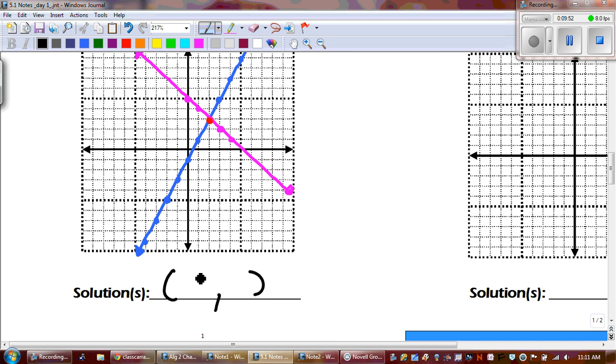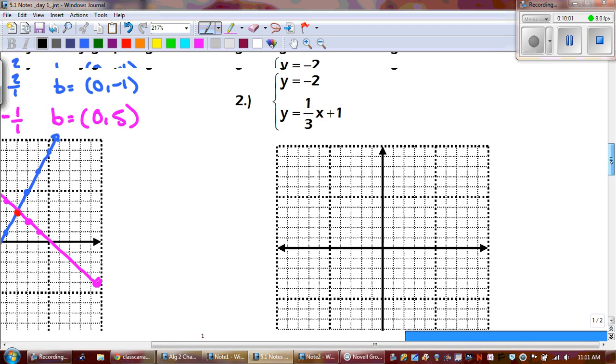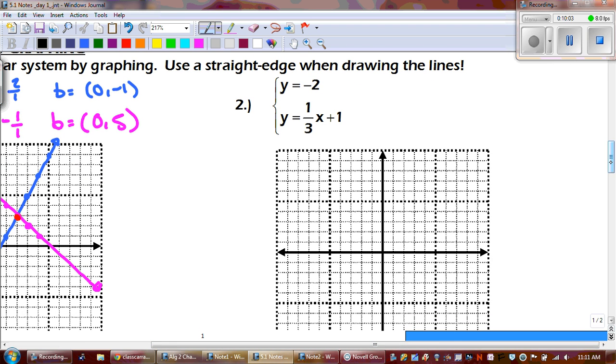So I go +2, up 3, and that's where they intersect, the point 2, 3. All right, our next one.